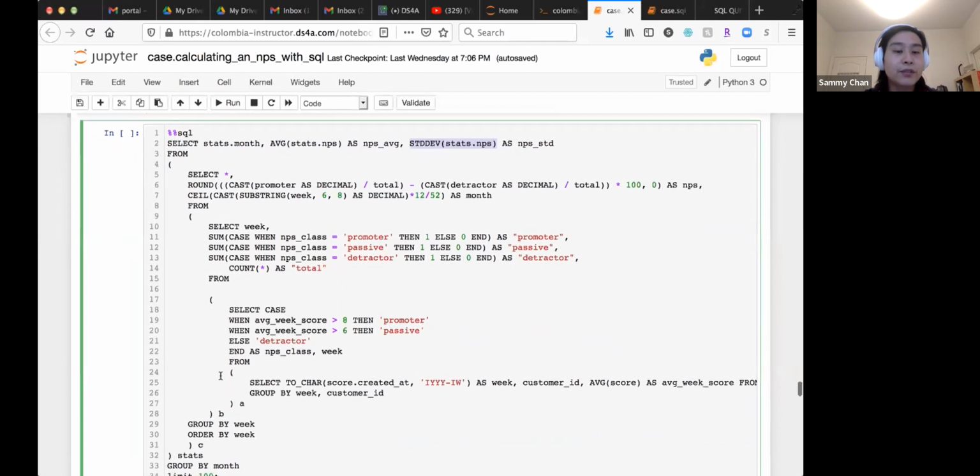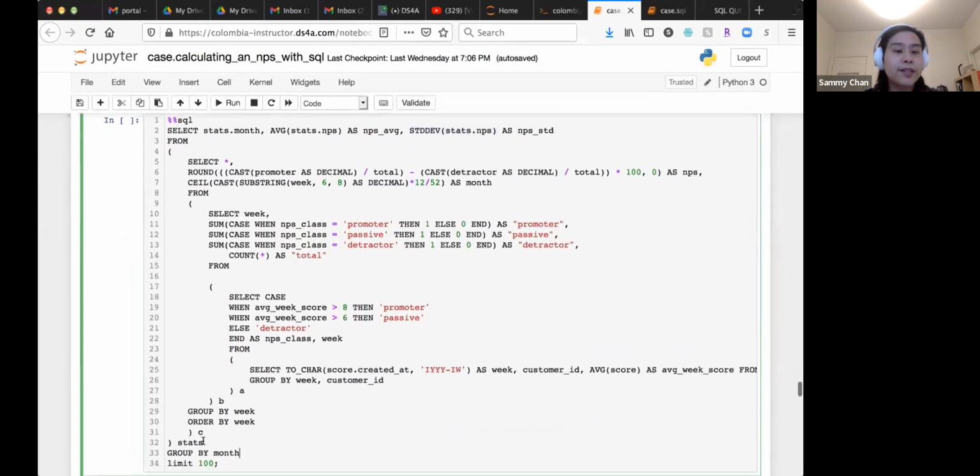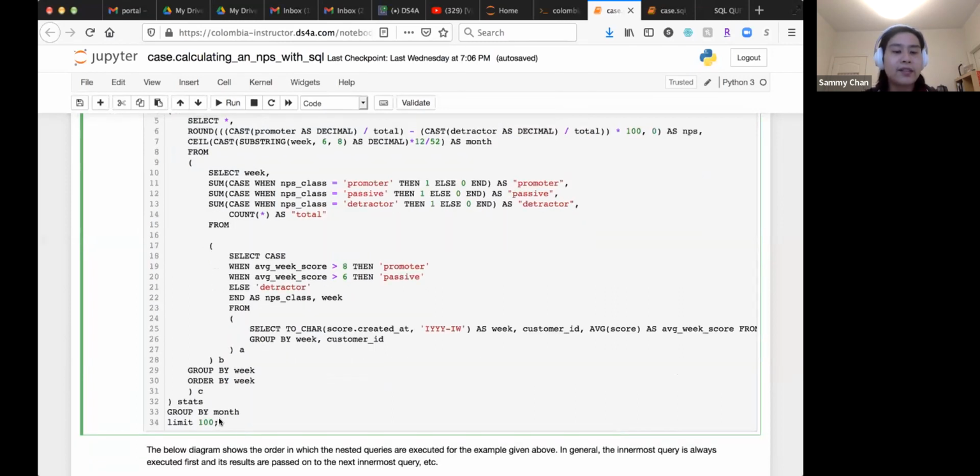So how this is done is, of course, like I mentioned, we would have to do a group by month here, right? Since you see a bunch of stats here because we are using the nested query table, so you can see this as a virtual table called stats, right? And then from this virtual table, we're querying the month, and then the NPS, do the average, and then again querying the NPS, but do the standard deviation, and then ask it for the output.